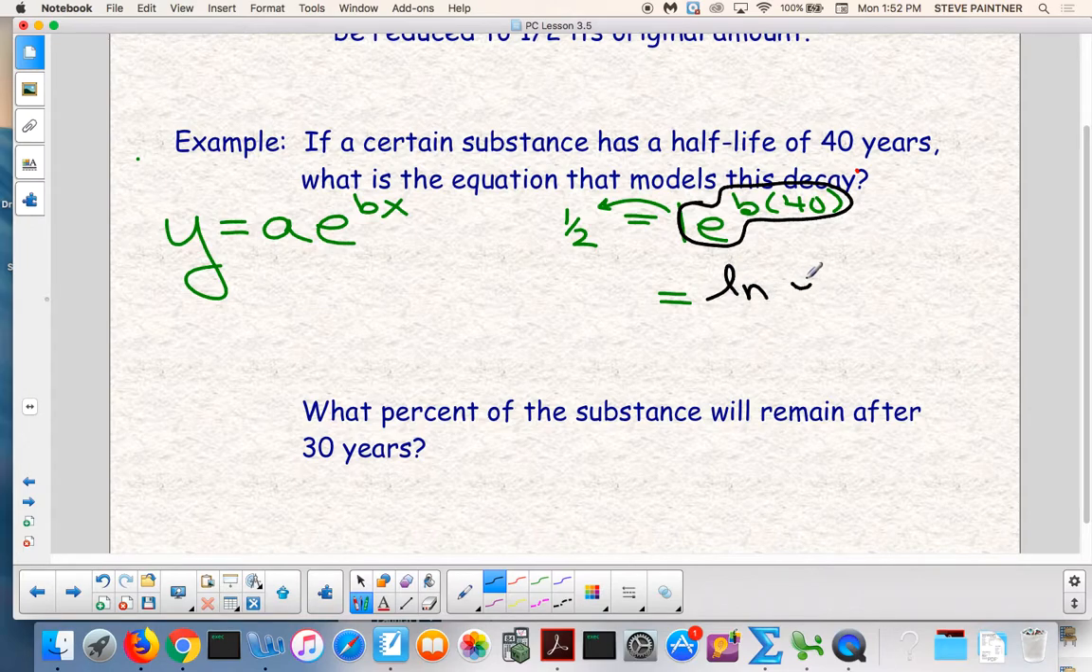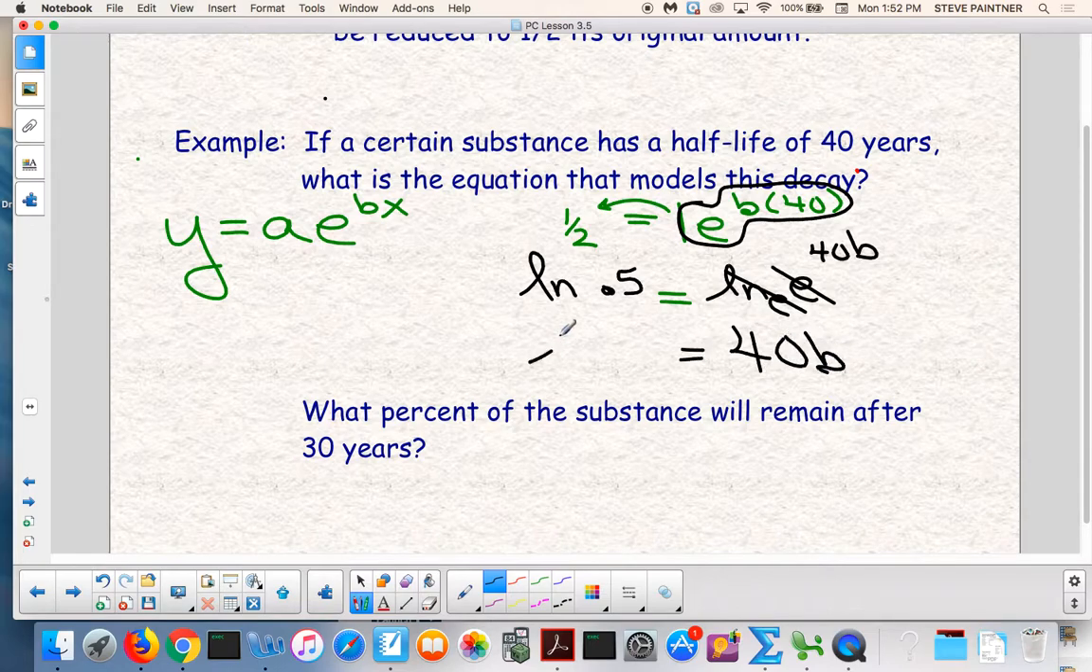Take the natural log of e to the 40b. Set it equal to the natural log of what? 0.5, half. Cross out the e's. E and e go away. 40b equals the natural log of what? 0.5. Divide by what? 40.